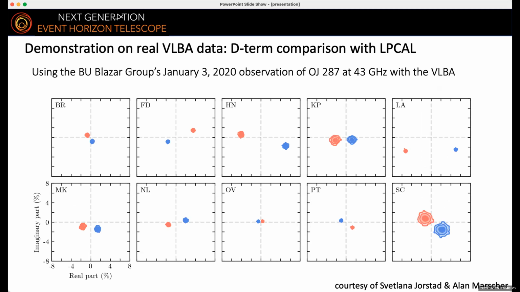So here are the leakage posteriors that DMC recovers for each of the VLBA stations. And here I've overplotted the leakage solutions from LPCal, courtesy again of Svetlana and Alan. The VLBA observations were carried out using 4 IFs, and the original LPCal analysis solved for leakages in each IF separately, while with DMC, I used a band average version of the dataset. And we can see here that by and large, the DMC leakage values really seem to represent something like the mean of those derived from LPCal, which is again, very reassuring.